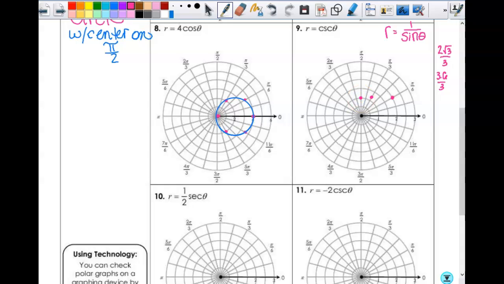What is the sine of 2 pi thirds? It's the same as pi thirds, so I'm still going to be at about 1.2. What is the sine of 5 pi 6? Same as pi 6, so we're at 2 here. What is the sine of pi? 0. So what's the reciprocal of 0? Undefined, so I can't graph it. So what is this thing? It's a line. All lines are straight. It's a line.